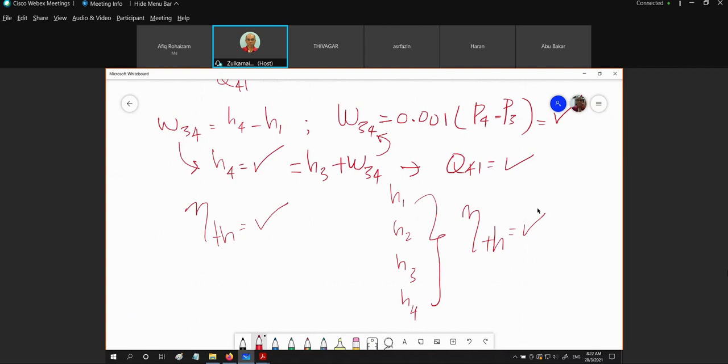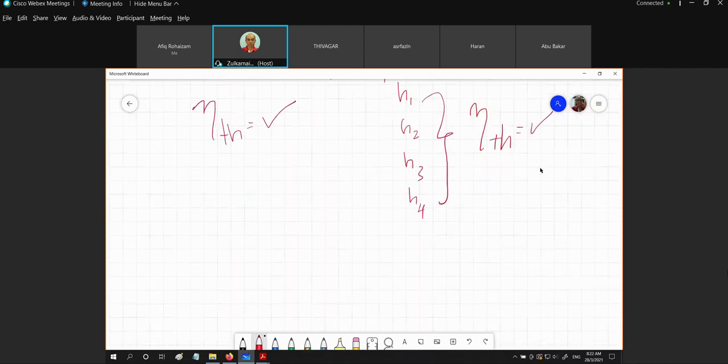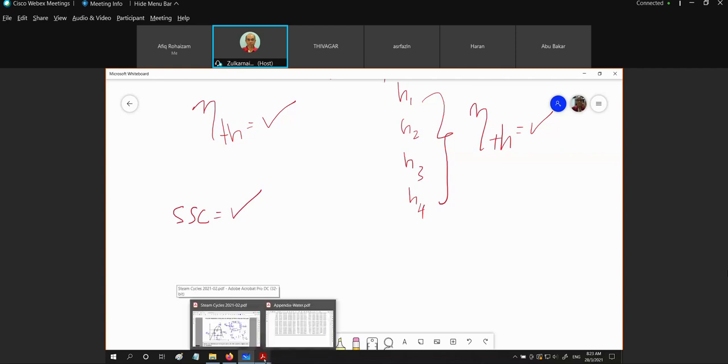Okay, and of course, the other parameters which will show us the characteristic of the cycle is the SSE. Okay, the SSE for right now. We have two equations that we have learned. Okay, so that's it for the Rankine cycle. The basic Rankine cycle, or the cycle called the Rankine cycle with saturated vapor.